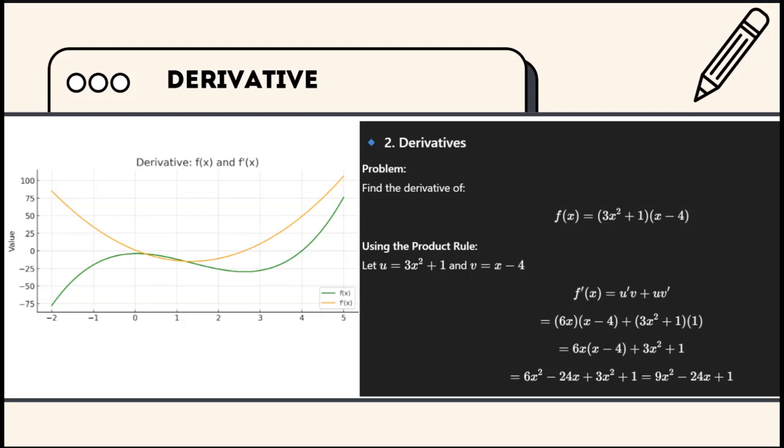As for the second example, on derivatives, the problem is f of x equals 3x squared plus 1 times x minus 4. Using the product rule that ChatGPT has given us, we could use this formula to understand and expand the problem. On the graph, the green curve shows the original function, and the orange one represents its derivative. Notice how the derivative tells us the slope or rate of change of the original function at any point, a key insight into how a function behaves across the domain.